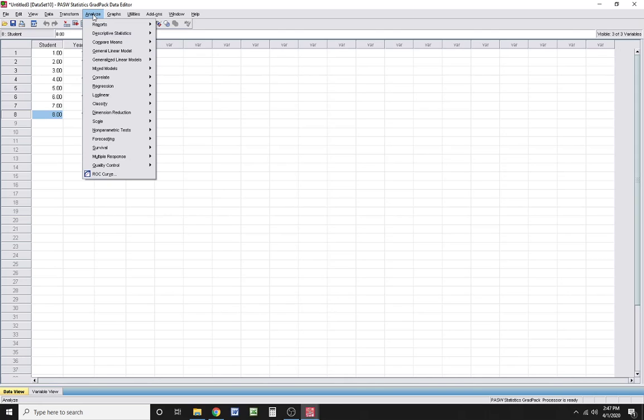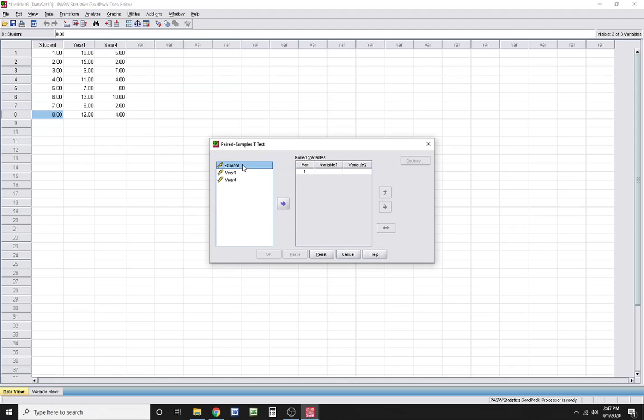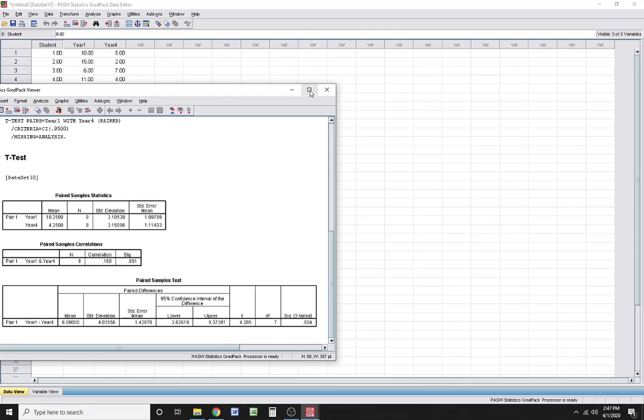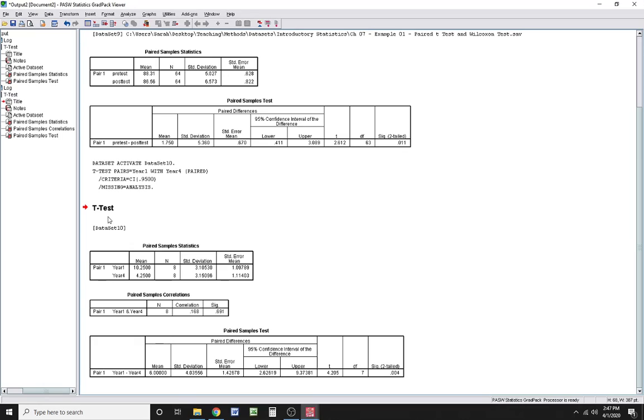So now we're going to go again, analyze, compare means, paired samples t-test. Okay, don't worry about this variable, that's just their name. So variable 1 could be year 1 or year 4, variable 2 could be year 4. Again, it doesn't matter if you switch these, it would just change t from positive to negative, but you would still interpret it all the same way. Then we say okay, we go and we look at the output. Okay, here's our next t-test.